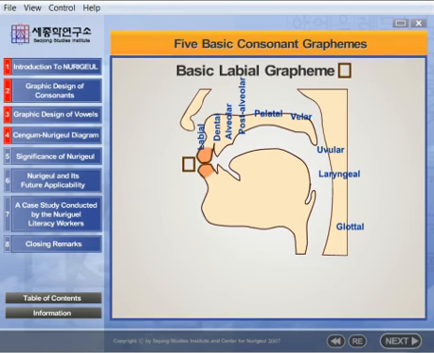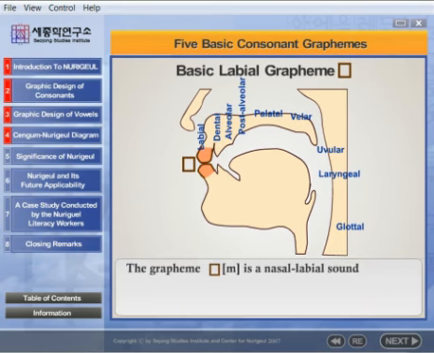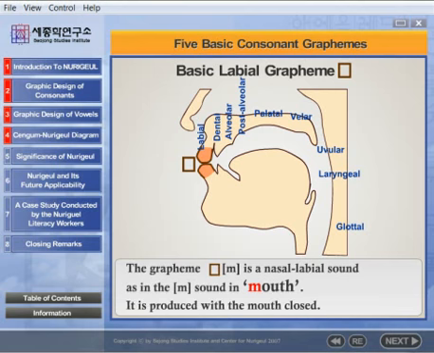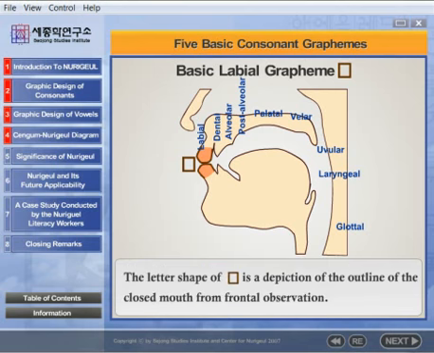Basic labial grapheme Mu. The grapheme Mu is a nasal labial sound, as in the m sound in mouth. It is produced with the mouth closed. The letter shape of Mu is a depiction of the outline of the closed mouth from frontal observation.